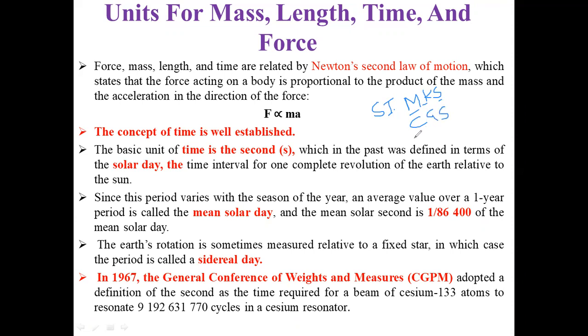The third one is the FPS system. F means foot, P means pound, and S means second. So these are the different methods used to denote the units: MKS system, CGS system, and FPS system.